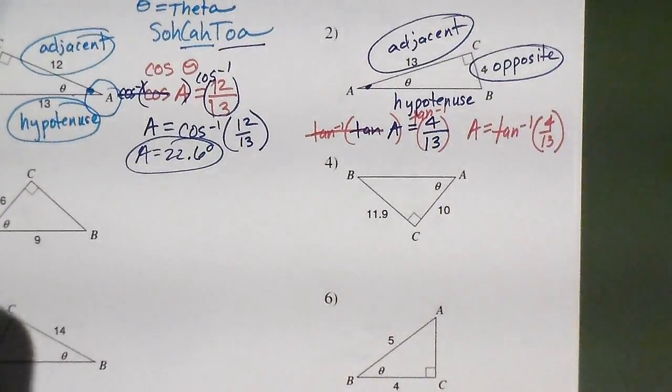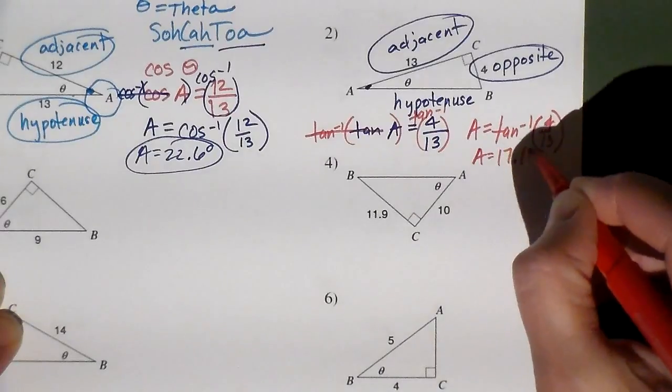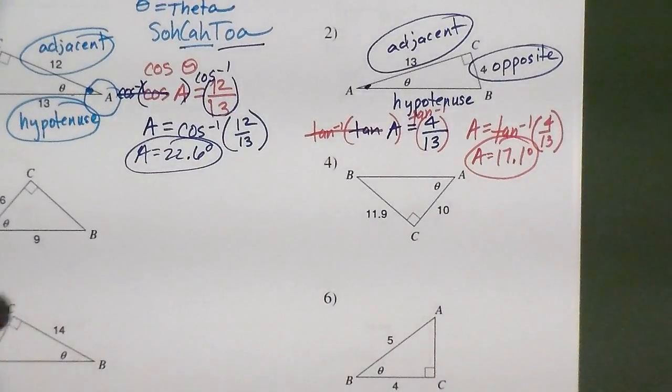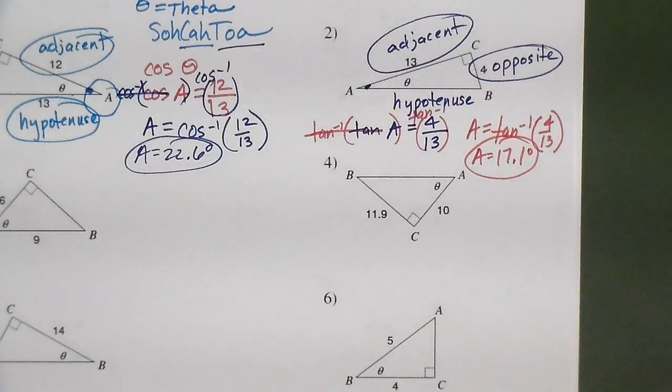So when you enter that into the calculator, you're going to hit second tangent, which is arctangent, and you're going to have 4 divided by 13. Remember, you got to be in degree mode, and you get 17.1. So you get 17.1 degrees. So that's how you use the inverse trig functions another way, but using theta as your angle representation.